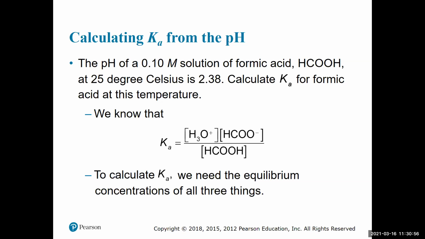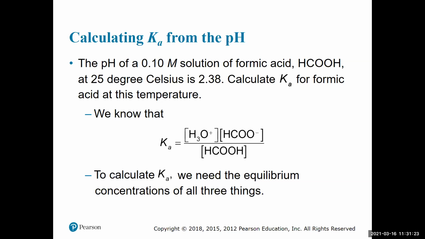So let's work through a couple examples here. The first one is, we're told the pH of a 0.1 solution of formic acid at 25 degrees is 2.38. And we want to calculate out what that acid dissociation constant is for formic acid.